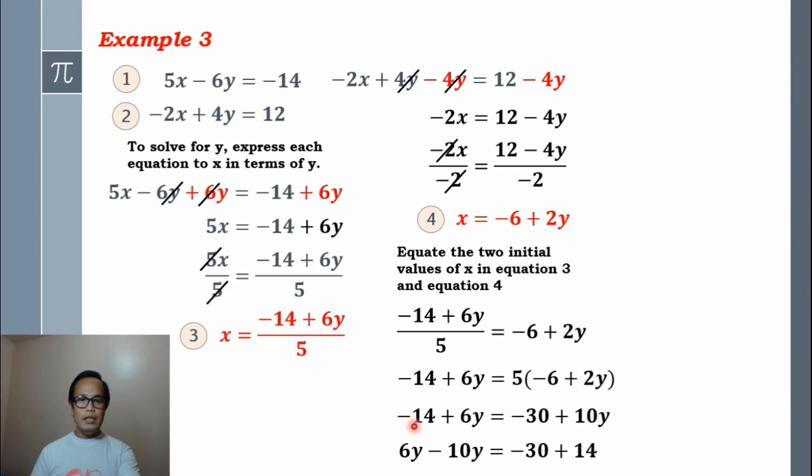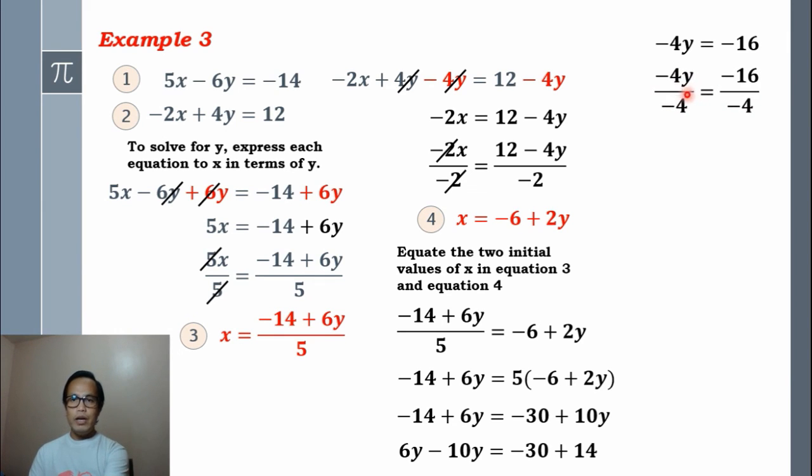We have the negative 14. To eliminate this one, we have to add positive 14 to both sides. So that becomes 6y minus 10y equals negative 30 plus 14. Simplify, 6y minus 10y is negative 4y equals negative 30 plus 14 is negative 16. Then to solve for y, we divide both sides of the equation by negative 4. Cancel out the negative 4. What remains is y equals negative 16 over negative 4, which is positive 4. So our y is equal to positive 4.